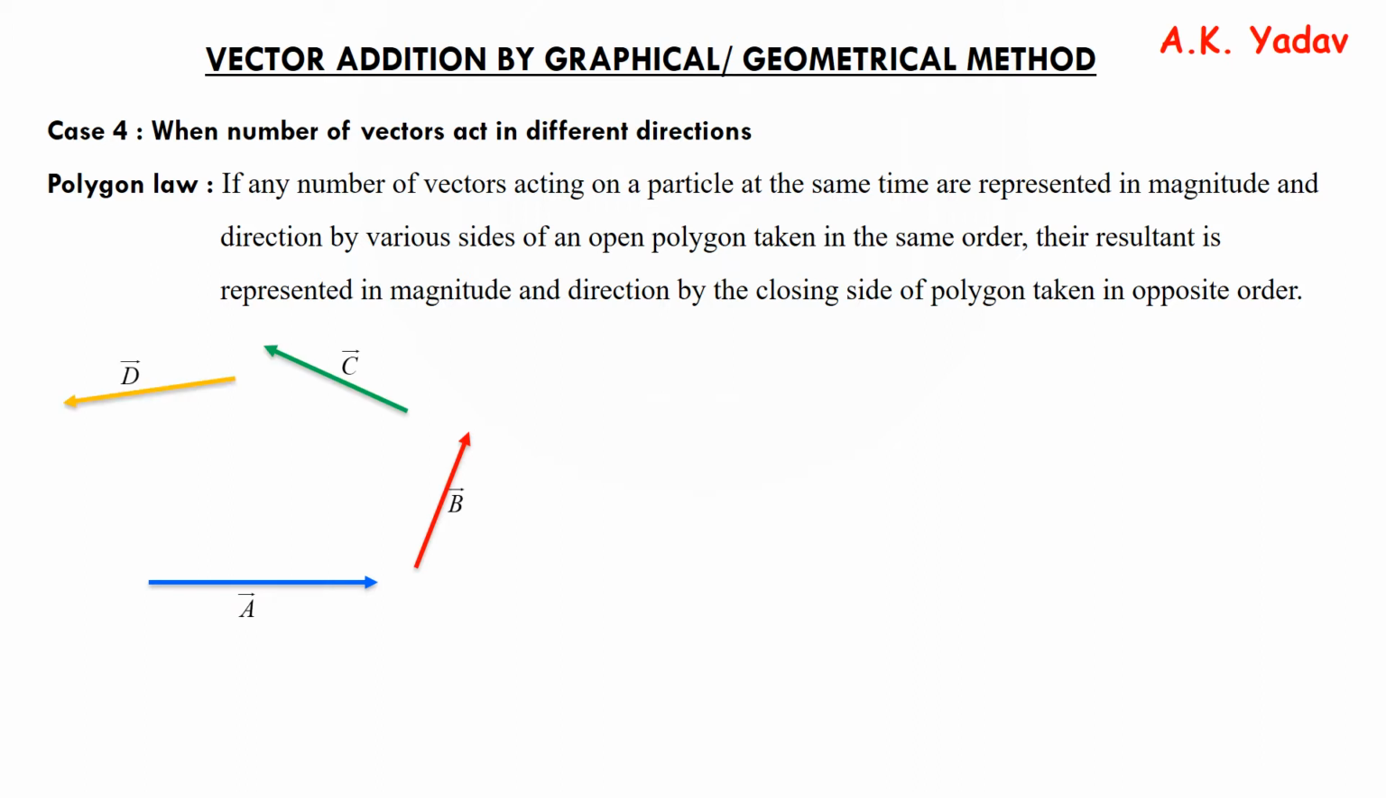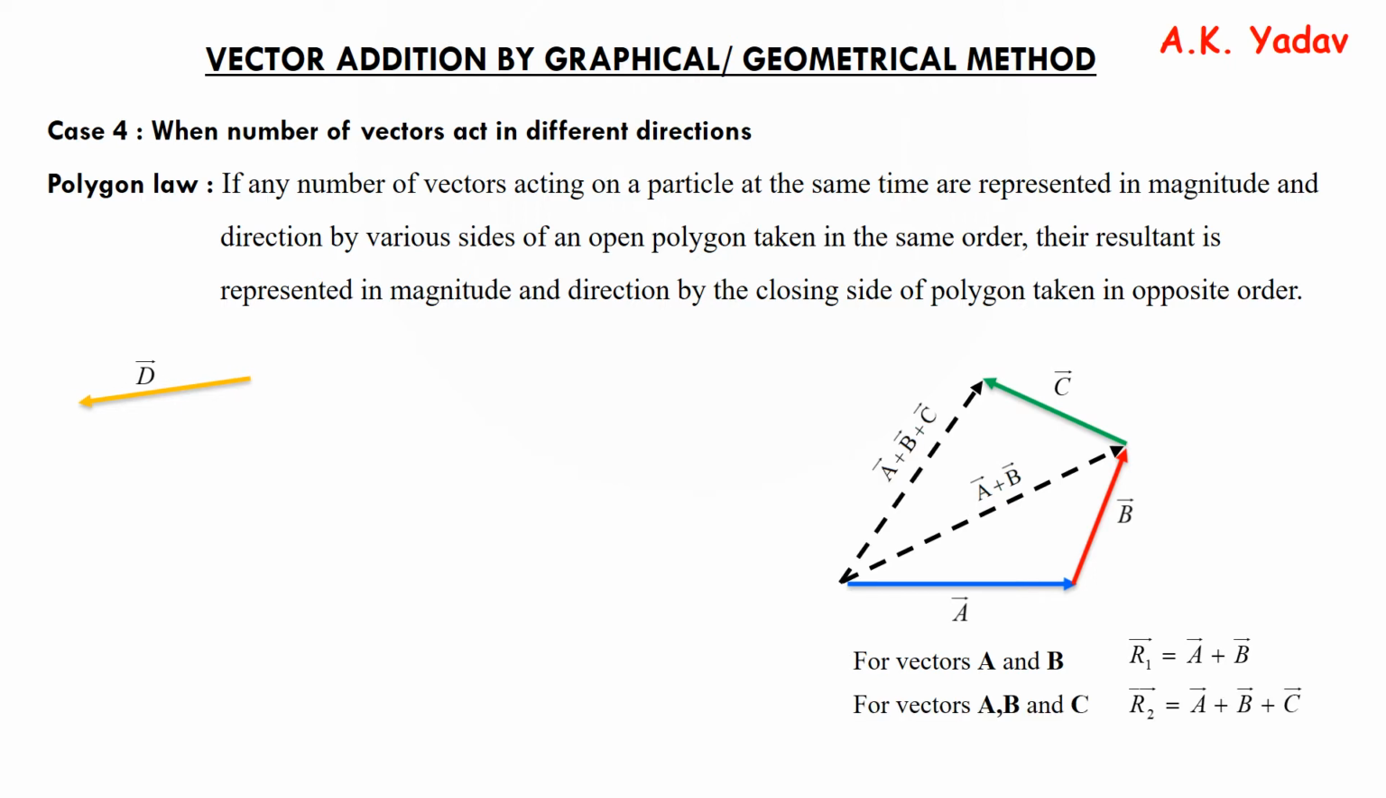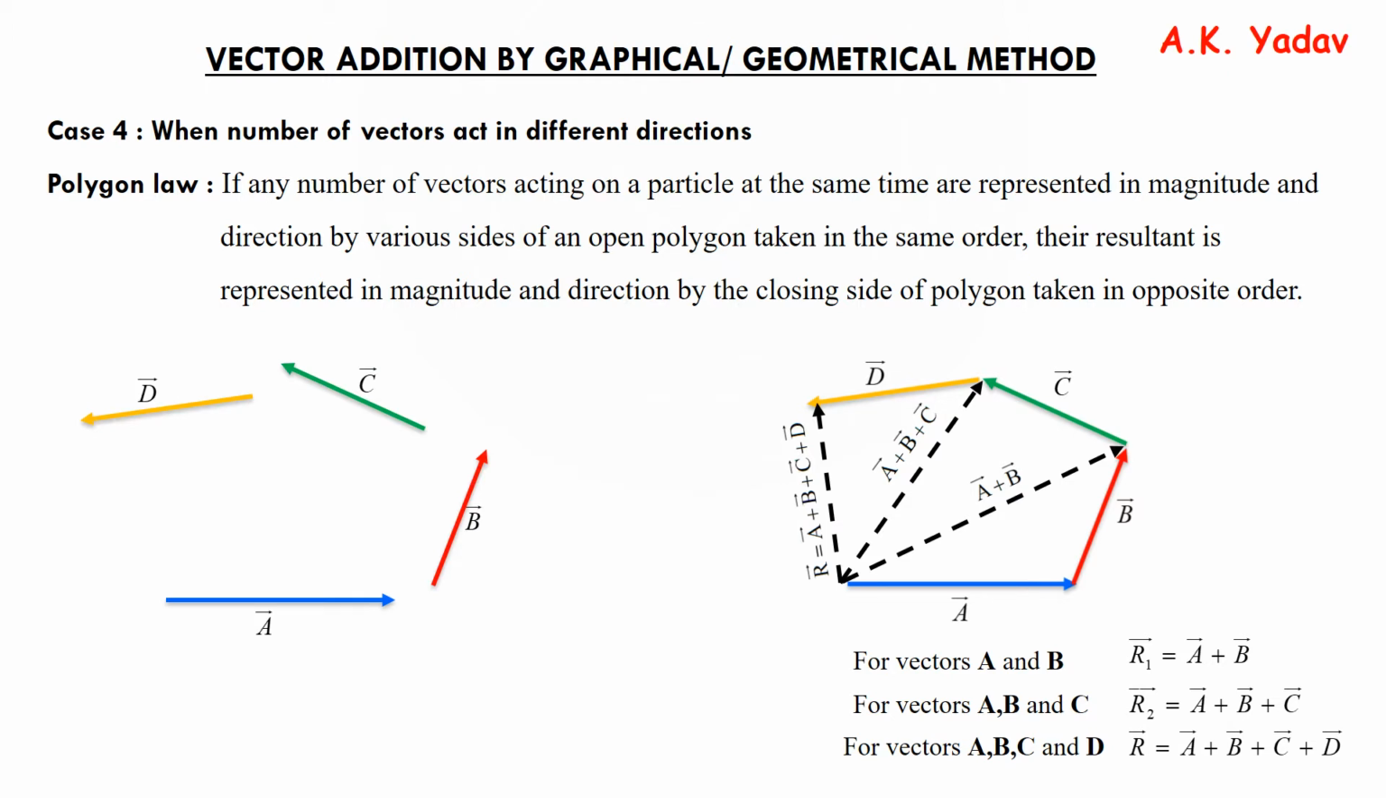So I have these four vectors. Now vector A, vector B is added head to tail. The resultant is A plus B. Now see, what is the resultant of A plus B and C? Which is A plus B plus C. Now what is the final resultant? That is R equals A plus B plus C plus D. This is called the polygon law.